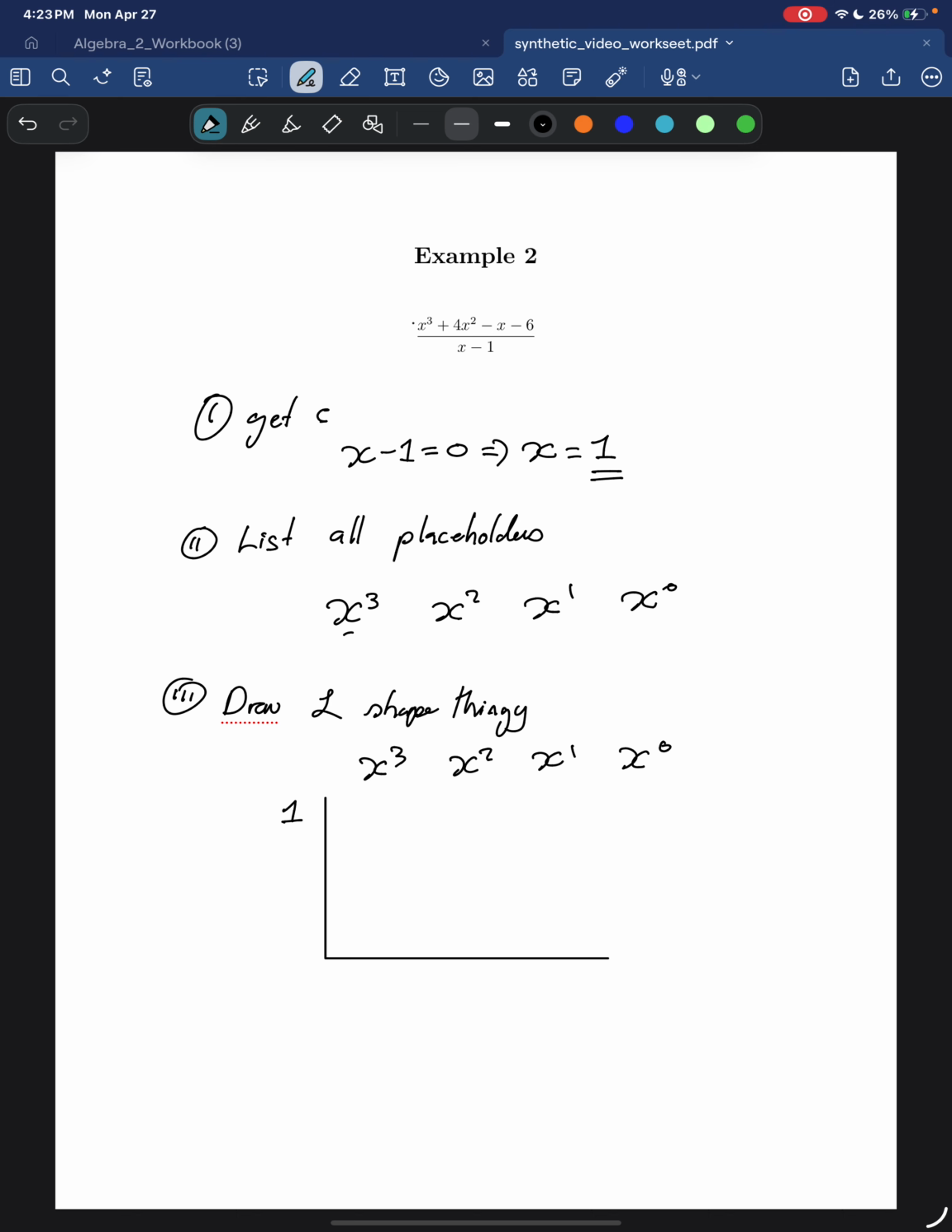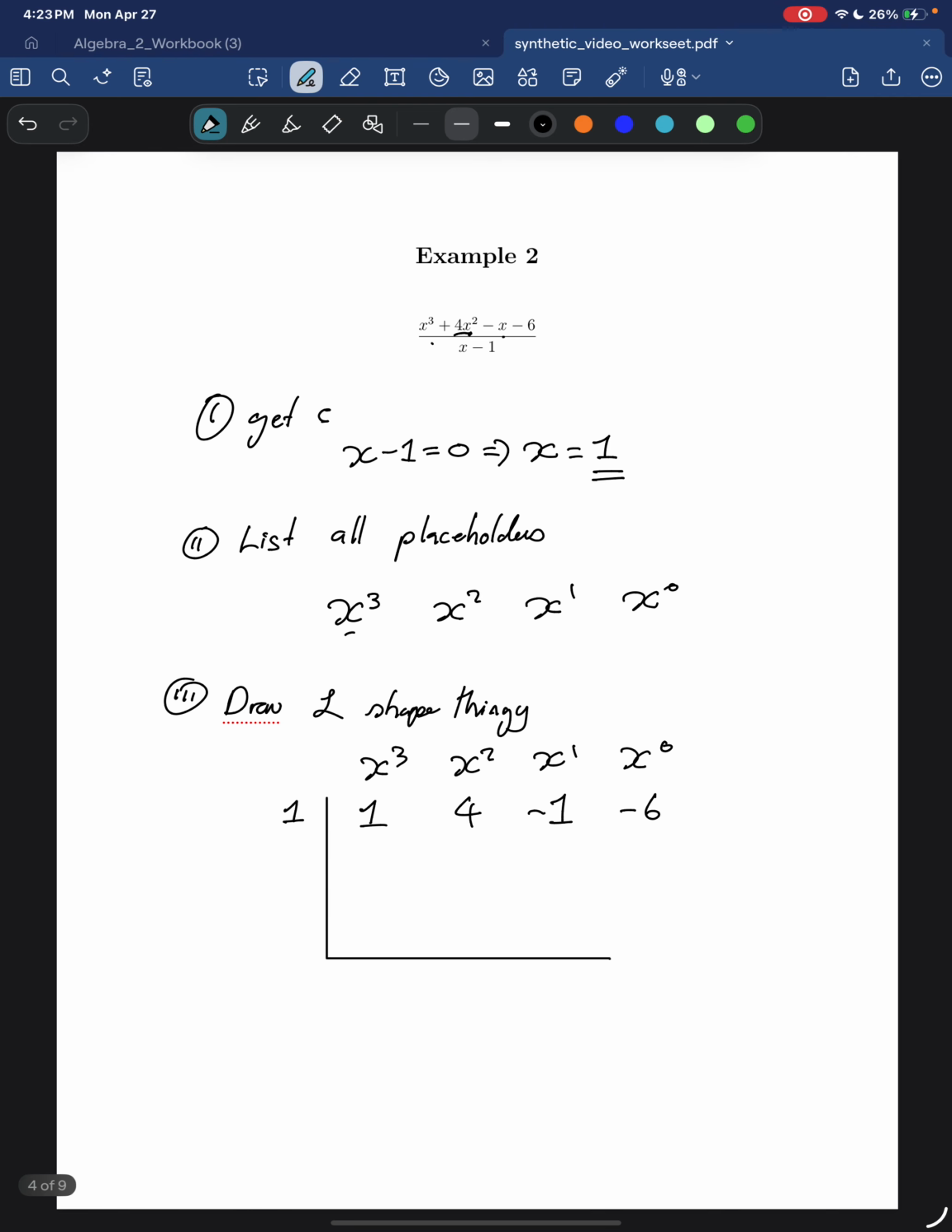So what's the coefficient of x to the power of 3? It's 1. The coefficient of x to the power of 2 is 4. Coefficient of x to the power of 1 is minus 1. Coefficient of x to the power of 0, that's negative 6.